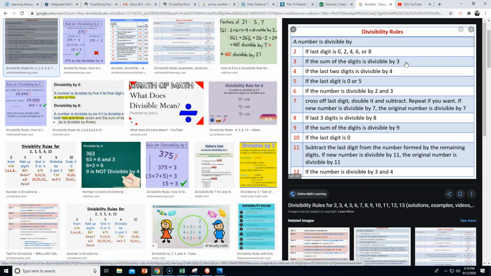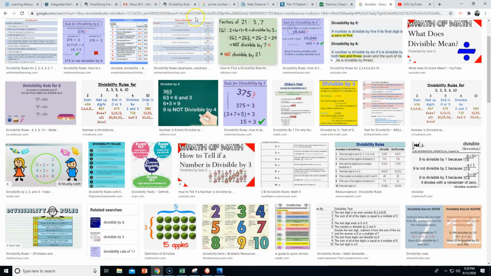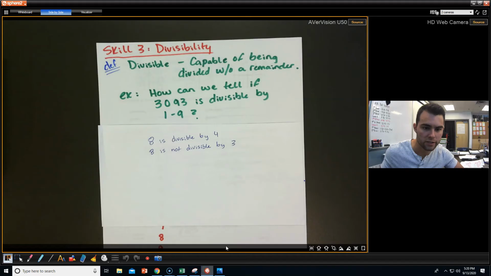What about 4? This will be the last one we do. What about 4? If the last 2 digits are divisible by 4. Well, 93 are the last 2 digits, and 93 is not divisible by 4. So 3093 is not divisible by 4. Okay? And we're going to go over those a little bit more in class, and we can tomorrow when Group B comes back. Okay? So let's get back to this.